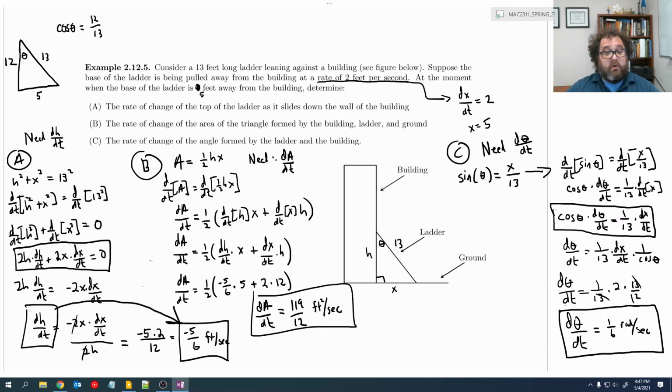Okay. So again, we had 3 different similar exercises, all about the same ladder falling down. We were in each instance considering the moment when the base of the ladder, so the base of the triangle, was 5 feet, and we were assuming that the base of the triangle was growing at a rate of 2 feet per second.